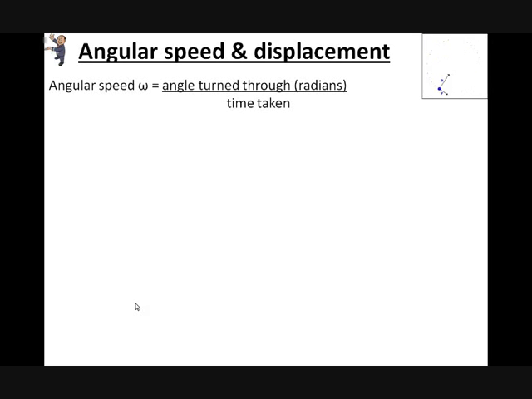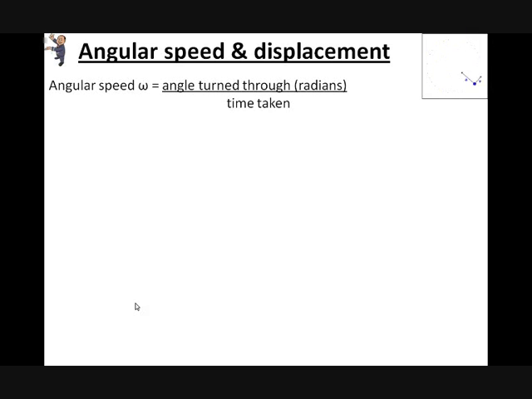Okay, let's talk a little bit about what we mean by angular speed and angular displacement. We've talked about linear speed, which is the speed of the blue dot going around the edge of the circle. But now we need to define its speed in how many angles per second, rather than how many meters per second. So angular speed is this.